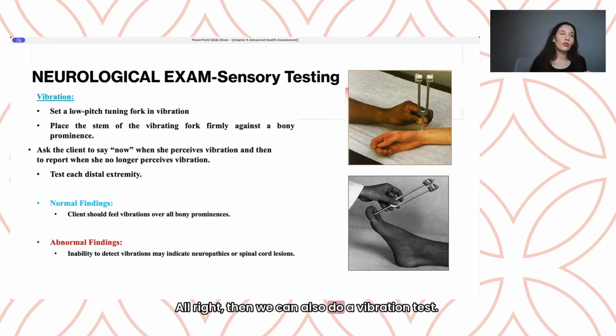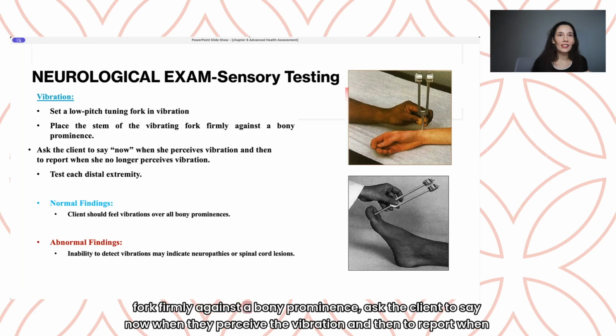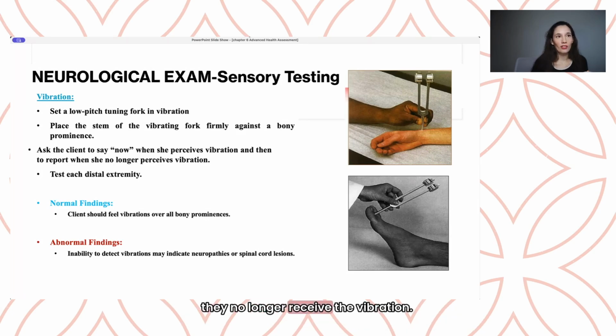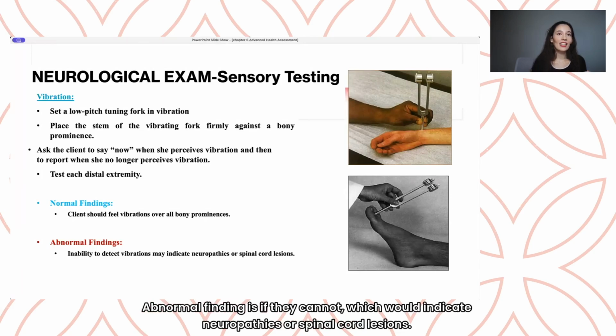All right, then we can also do a vibration test. So set a low pitch tuning fork, and place the stem of the vibrating fork firmly against a bony prominence. Ask the client to say now when they perceive the vibration, and then to report when they no longer perceive the vibration. We can test each distal extremity. A normal finding is that they should feel the vibration over bony prominences. An abnormal finding is if they cannot, which would indicate neuropathies or spinal cord lesions.